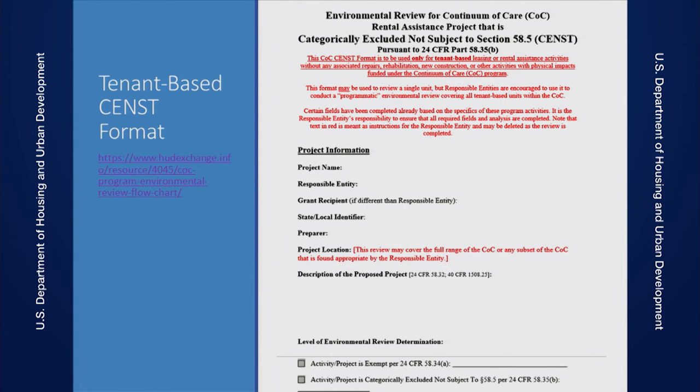Then you should provide a project description that describes the scale and scope of the proposal. Again, in this case, it should be limited to tenant-based rental assistance and leasing without repairs or rehab beyond routine maintenance. And if you are proposing any maintenance as part of the project or program, the specific proposed activities should be listed in your project description. We leave the level of review and appropriate citation blank because that's a determination that has to be made by the responsible entity. But as we mentioned, these projects should be CEST under 58.35B1.